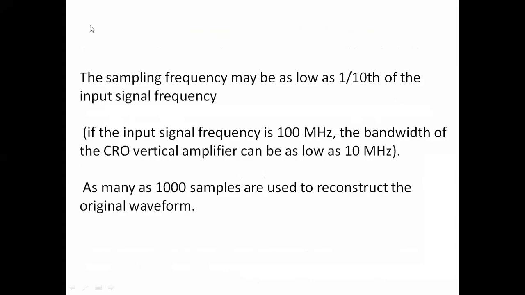The sampling frequency may be as low as 1/10 of the input signal frequency. The sampling frequency, which is used to collect the samples of the input signal, can be 1/10 of the input signal frequency. If the input signal frequency is 100 megahertz, assume that the bandwidth of the CRO vertical amplifier can be 10 megahertz. As many as 1000 samples are used to reconstruct the original waveform.